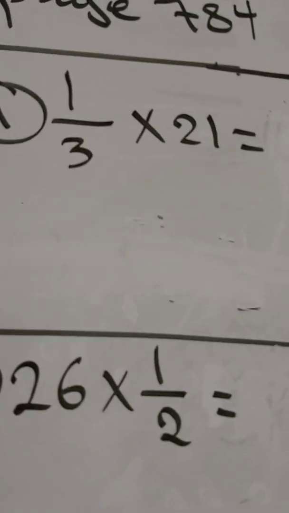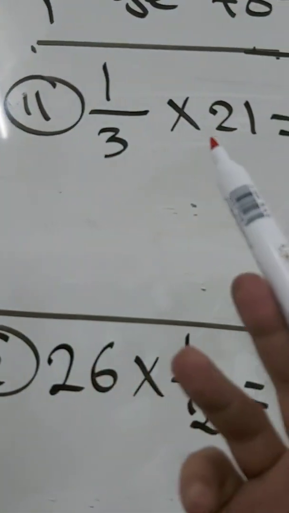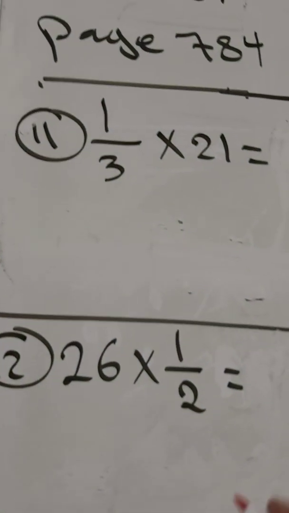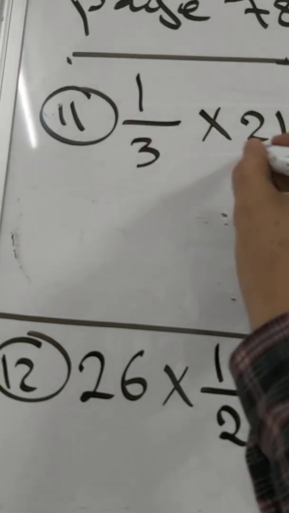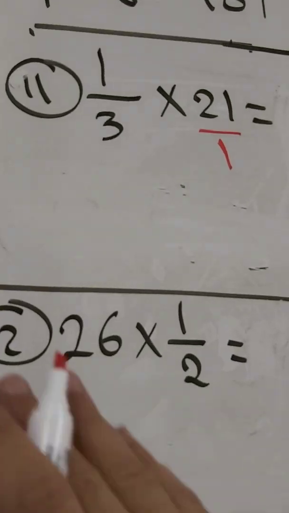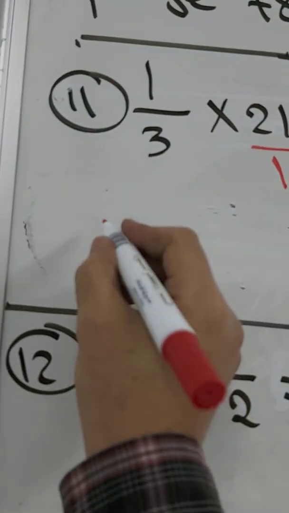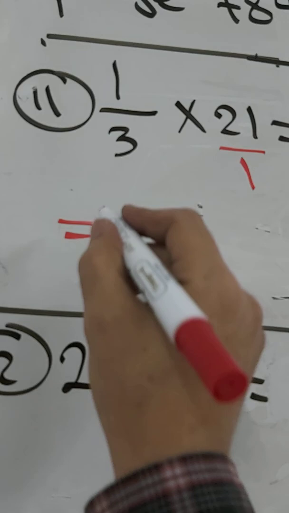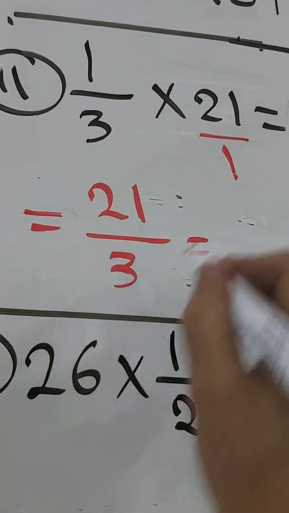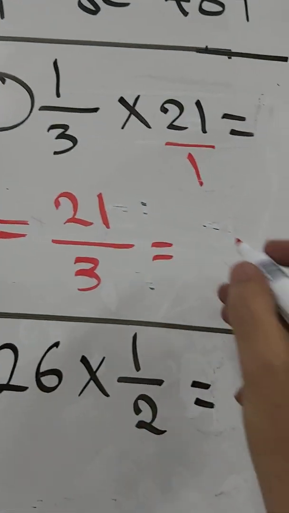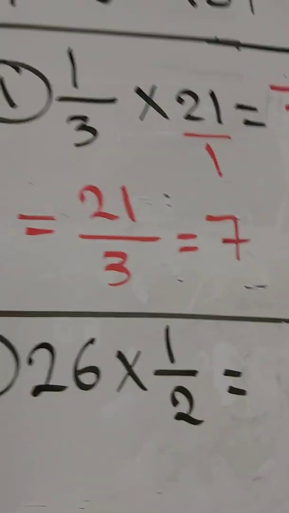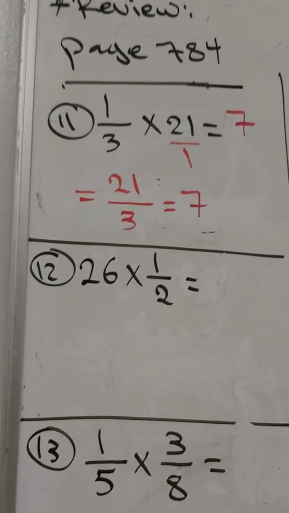Now here, let's remember together how we multiply a fraction with a whole number. To multiply a fraction with a whole number, we said before, we make the whole number a fraction by adding a denominator 1. Then we multiply normally. 1 multiply 21 is 21, and 3 multiply 1 is 3. Now 21 divided by 3 is 7. So the answer here is 7. This is question 11.